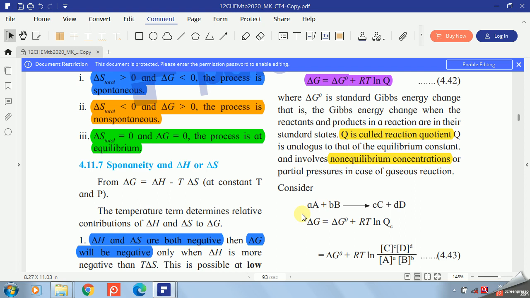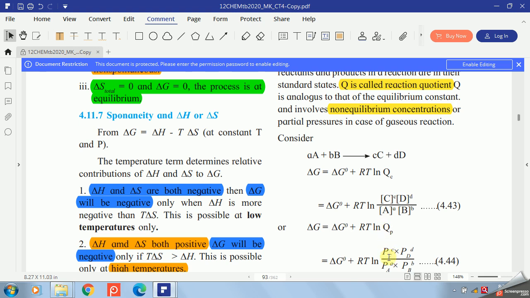Let us consider the reaction. It is an irreversible reaction: a moles of A plus b moles of B gives c moles of C plus d moles of D. So what is delta G? Delta G is equal to delta G0 plus RT ln QC, C for concentration. So delta G0 plus RT ln QC, where QC is the concentration of C raised to c into concentration of D raised to d, divided by concentration of A raised to a into concentration of B raised to b. These concentrations are non-equilibrium concentrations.